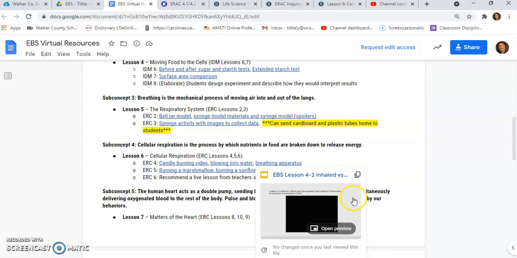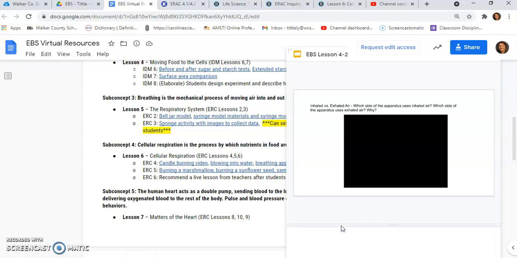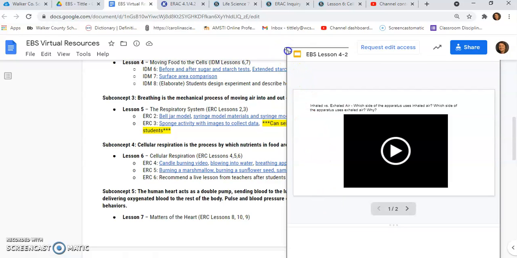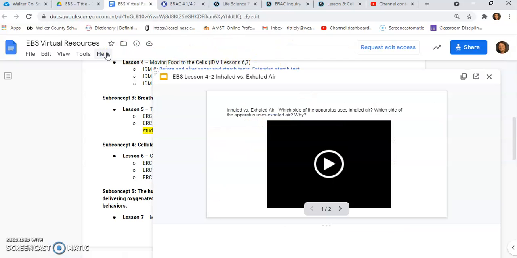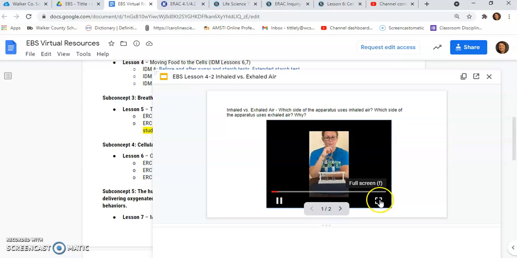In this case, we're using a breathing apparatus. The breathing apparatus allows us to inhale and exhale air. So you need to pay attention to which side of the apparatus uses inhaled air and which side of the apparatus uses exhaled air, and why. So let's watch our video clip to see this take place.